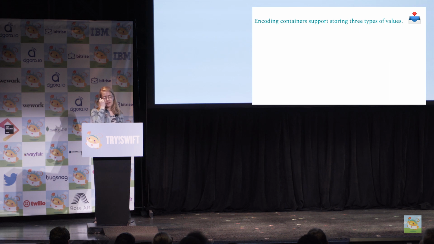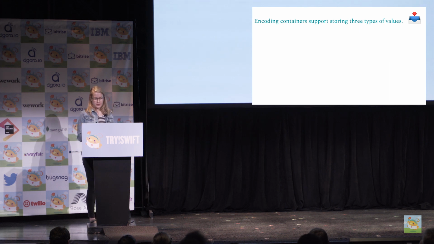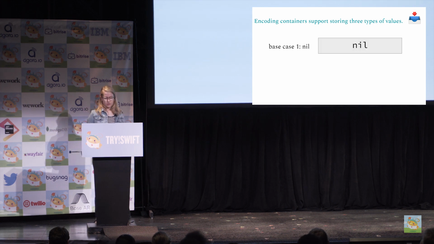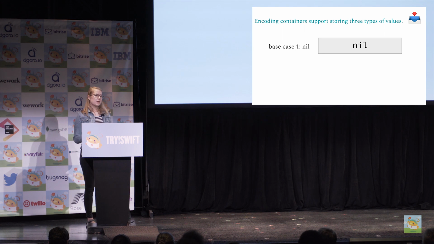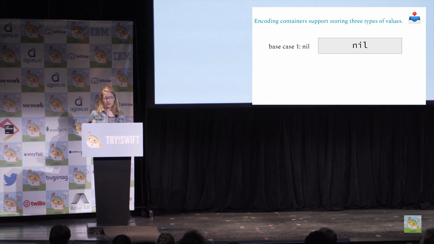And each of these containers will allow you to put 3 different types of values into them. So I like to think of these as 2 base cases and 1 recursive case. And the first base case is nil, which might have a different meaning depending on the particular output format that your encoder produces. In the case of JSON, this is like JSON or JavaScript null.